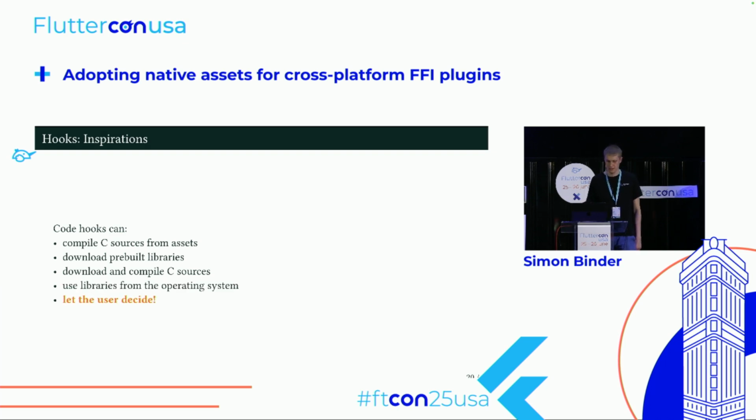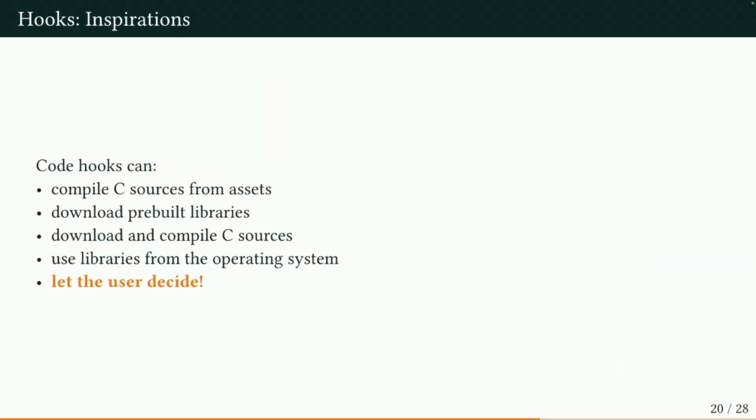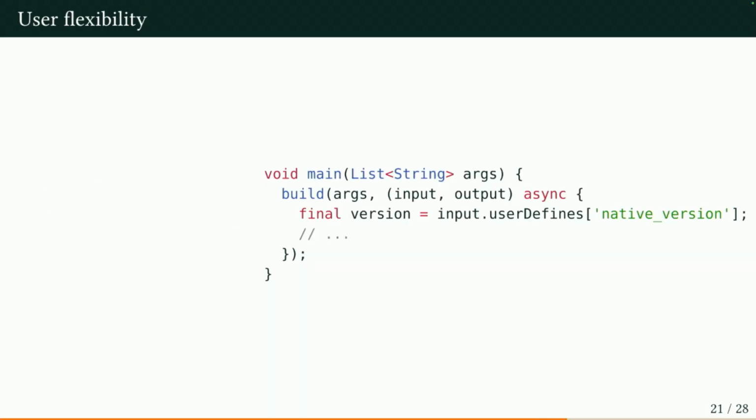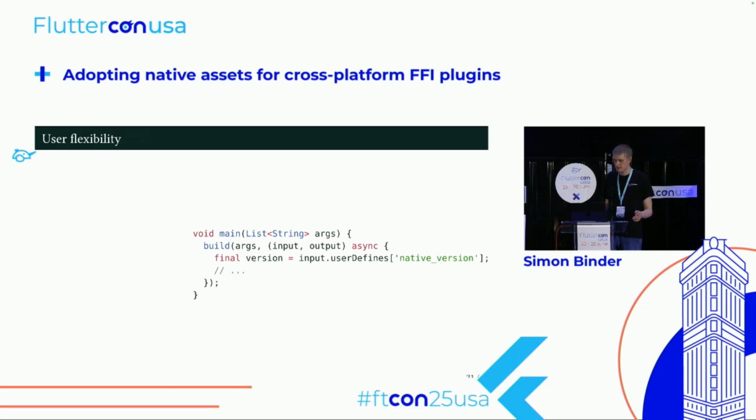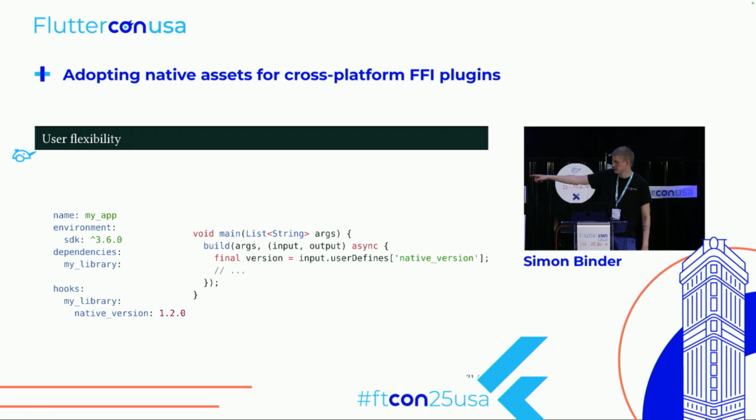And another cool system that was completely unavailable in the old style of accessing libraries is that I can let the user decide which approach they want to take. Because in my build hook, there's this map called user defines, and it's essentially a map from strings to strings. If a user depends on my library, in their pubspec they can add a new section called hooks. And then for each package they depend on that provides a build hook, they can provide some arbitrary inputs for that, right?